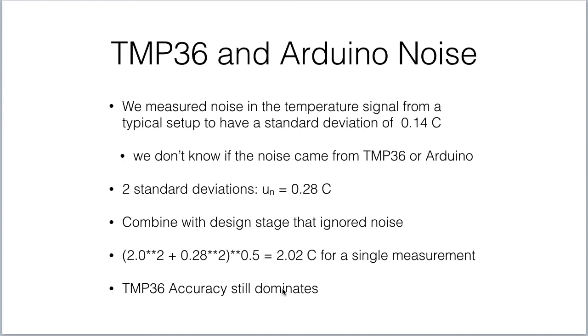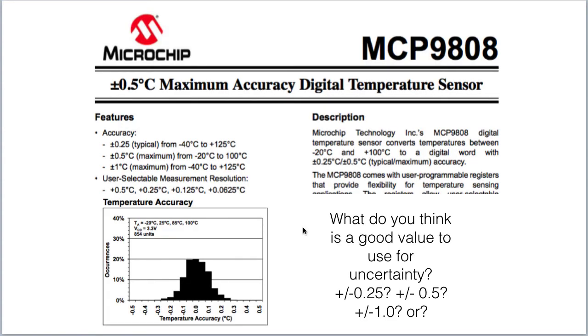So the biggest source of uncertainty in a TMP36 measurement is the fact that there's a fair bit of manufacturing variation in the individual sensors that we could pick up off the shelf. And that's going to dominate our measurement accuracy unless we go and calibrate our TMP36. Easier than calibrating a TMP36 might be to get a better quality sensor that would allow us to have a better resolution right off the shelf.